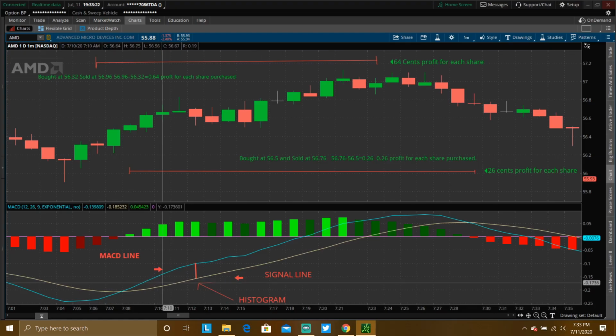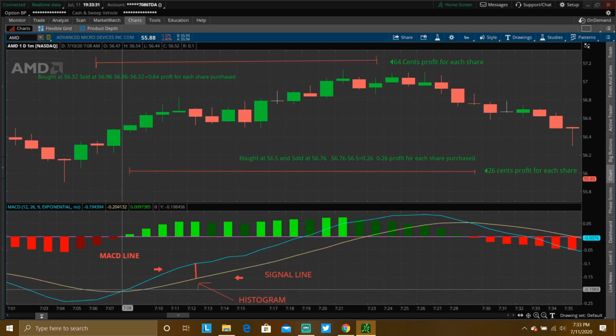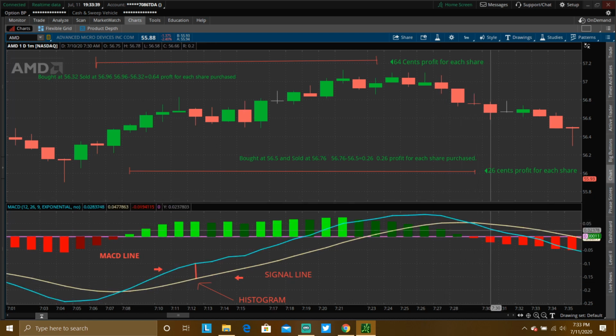So to demonstrate how to make money by using the MACD line, the safest way would be to buy right here when the MACD line goes above the signal line, and to sell right here when the MACD line goes below the signal line.